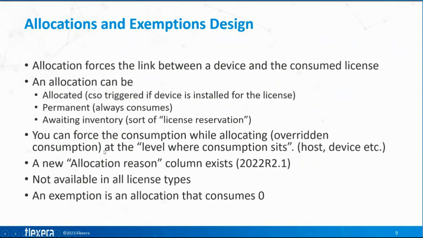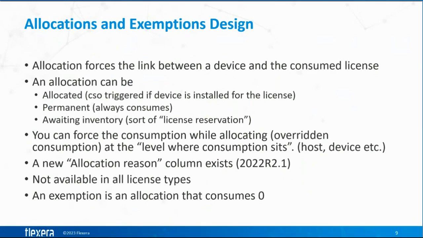This new allocation reason, you see, it's quite basic, but it's quite practical, I would say. It's not available for all license types. So the allocation, typically, in custom metrics, we don't have devices linked to licenses. We have a global consumption number. So you may not have an allocation. So it's very well documented.